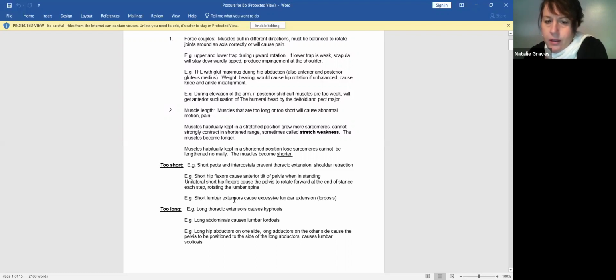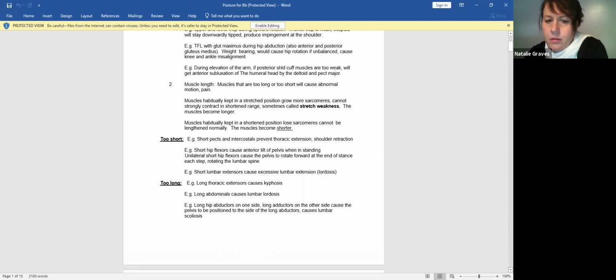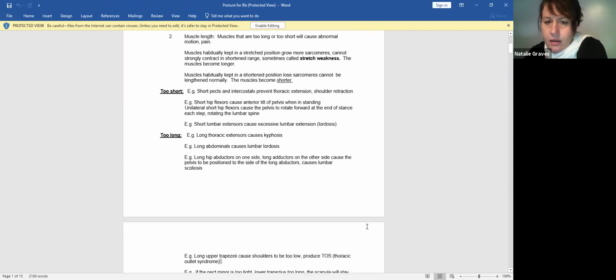If the lumbar extensors are too short, they will cause, again, excessive lumbar extension, also called a lordosis. And then we have what's happening on the other side. If the muscles are too long, for example, if the thoracic extensors on the back side of the thoracic area are too long, that's going to cause a humpback, also called excessive kyphosis.